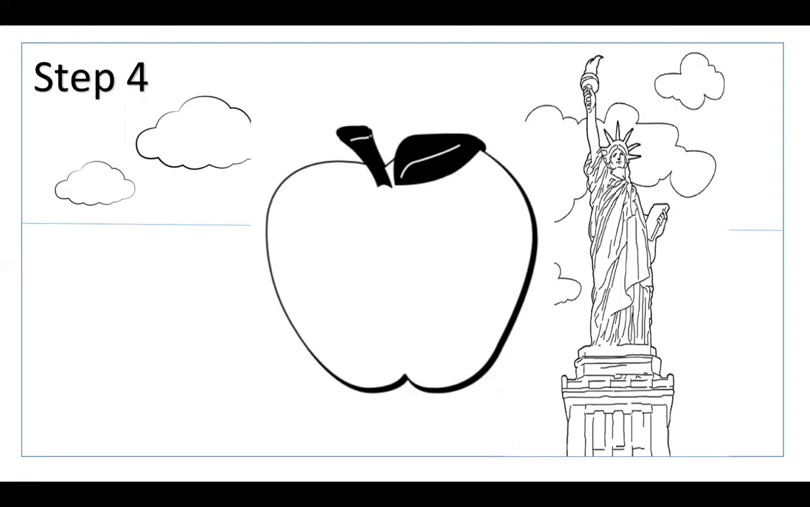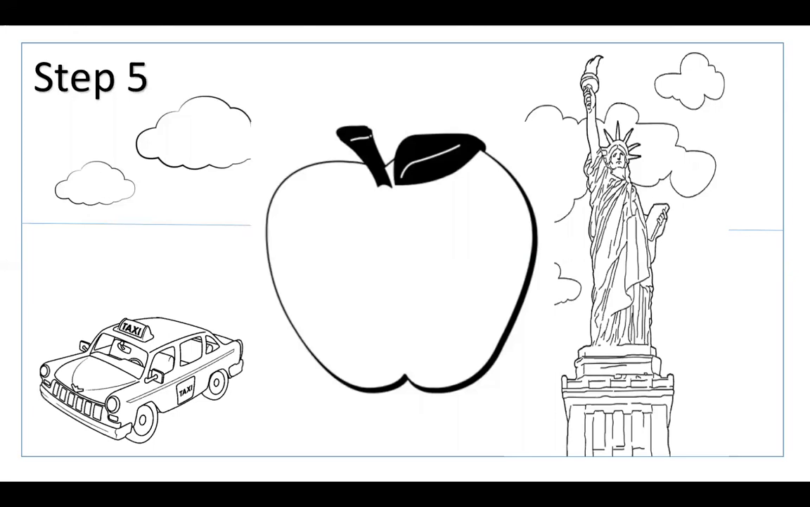Step 4, now this may be quite a challenge, but you can see that we've got the Statue of Liberty here on the right hand side. You don't have to draw this, you could give it a go. And in this picture I've got a taxi. You could draw the taxi because that represents the popular mode of travel in New York.